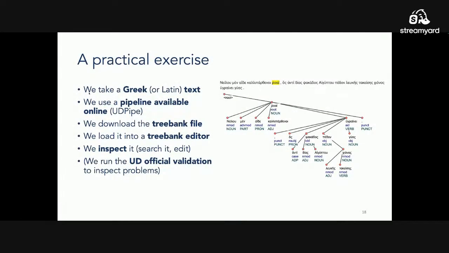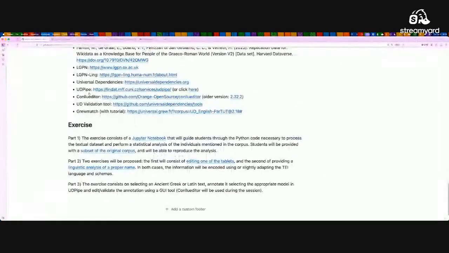Now, what I propose as an exercise, I uploaded a couple of files in the data section. I will show you in a second. A couple of Greek and one in Latin. We can use a pipeline. I'll show you my favorite in a second. It's called UDPipe, to annotate automatically. We can download a tree-bank file, and then we can load it into a tree-bank editor to do some inspection, to see and even to do some modifications. Now let me show you very briefly what I mean.